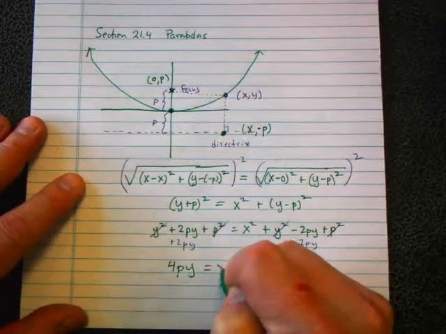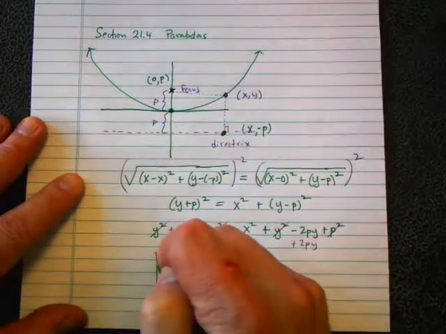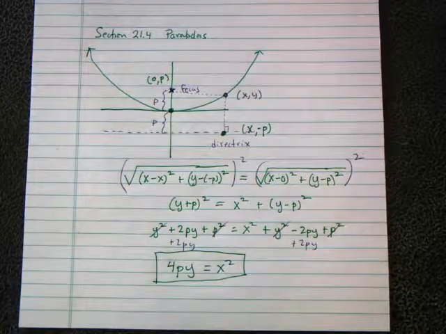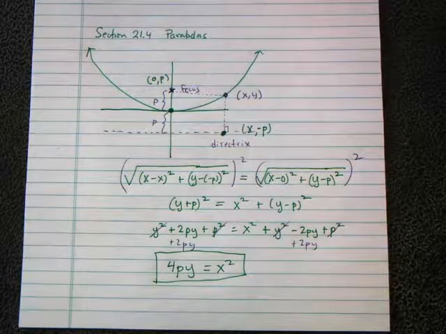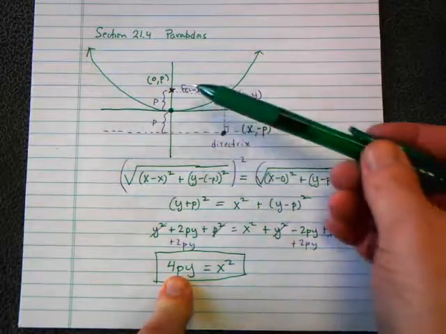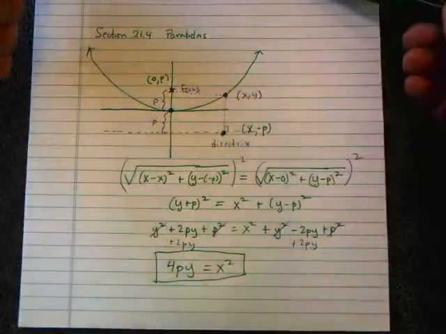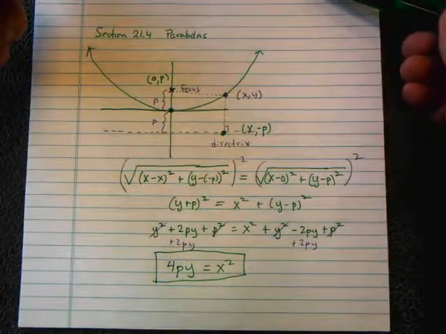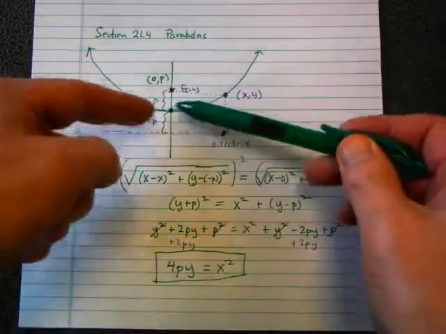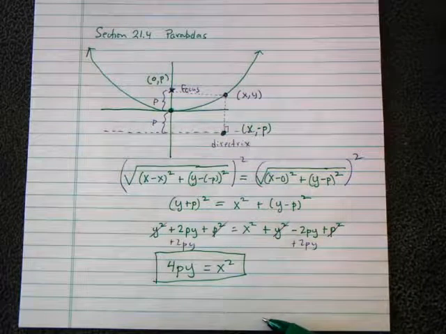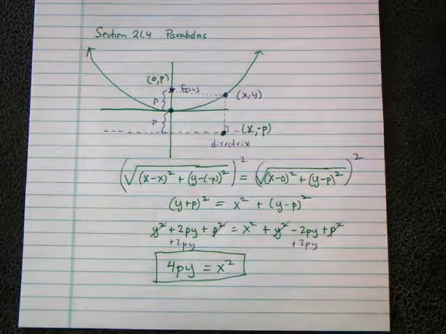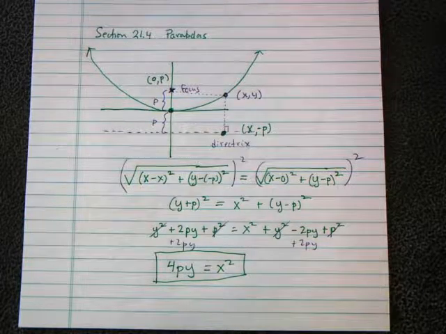4py equals x squared. There's the general equation we're going to use. If p is a positive number, like I drew it here, the parabola will open upward. What's going to happen if p is a negative number? Then your focus will be down here, which means the parabola will open downward. So if p is positive, your parabola goes up. If your p is negative, your parabola goes down.